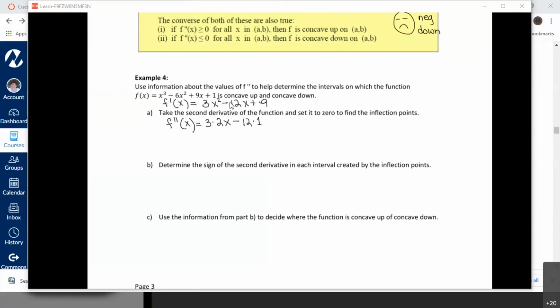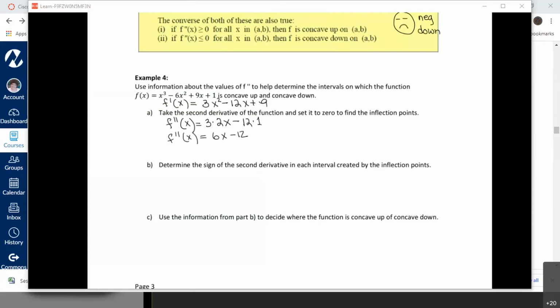And again, notice that I've done the same thing when I differentiated a second time. Each term dropped by a degree and I lost the constant. That should be a pattern you see now. So my second derivative is 6x minus 12.